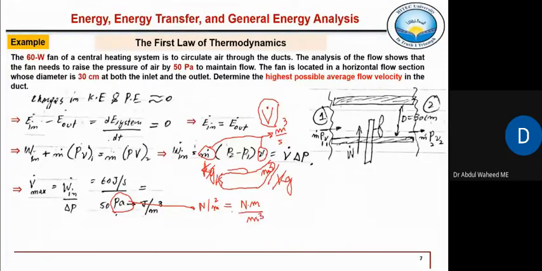So that Pascal actually represents joules per meter cube, energy per unit volume. So joules per meter cube, here you have joules per second. The answer will be in meter cubes per second. Joule will cancel with this joule. So the answer is 1.2 meter cubes per second. So that is the volume flow rate.